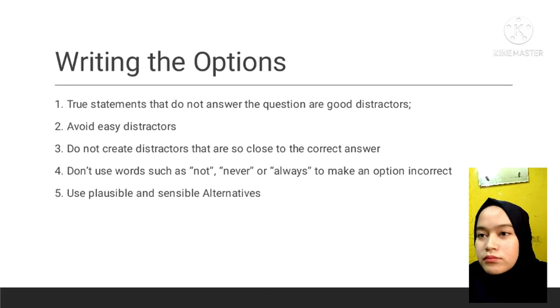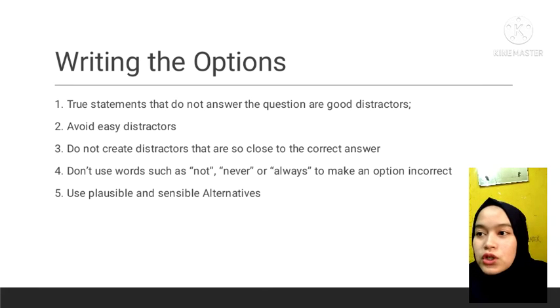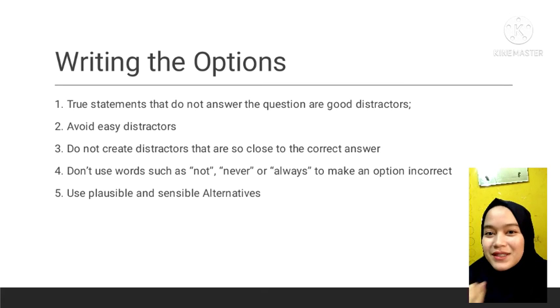Okay, and next is writing the options. Remember that there are two kinds of options: the key and the distractor. So the first tip is, true statements that do not answer the question are good distractors. So to give a good distractor, just give a true statement and it will be good for the question.